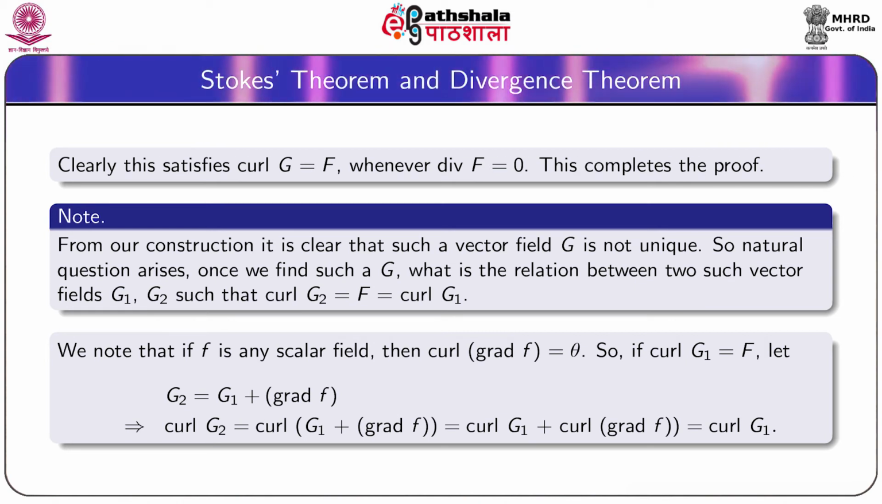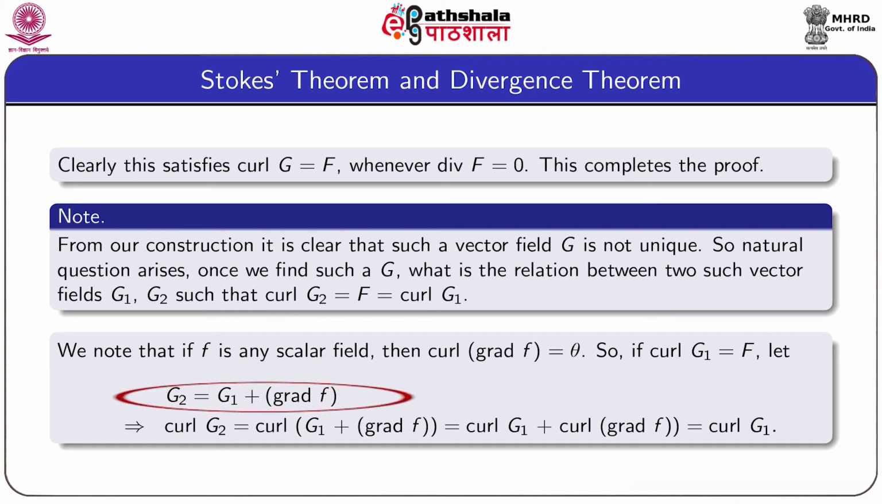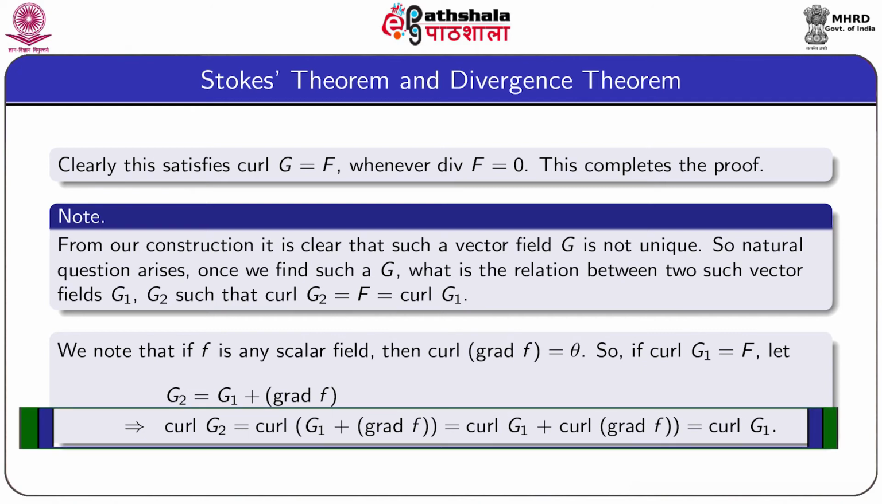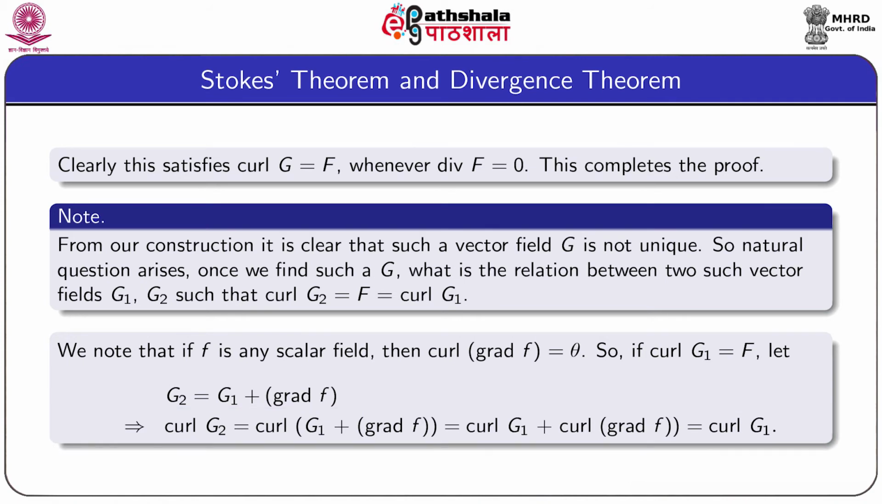We note that if f is any scalar field, then curl of grad f equals theta. So if curl G1 equals f, let G2 equal G1 plus grad f. This implies curl G2 equals curl of G1 plus grad f. By the properties of curl, this equals curl G1 plus curl of grad f, but the second term vanishes identically, so we are left with curl G1.